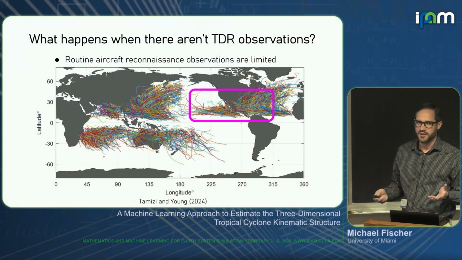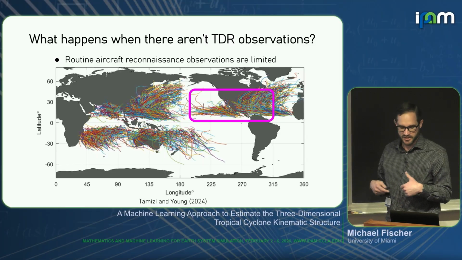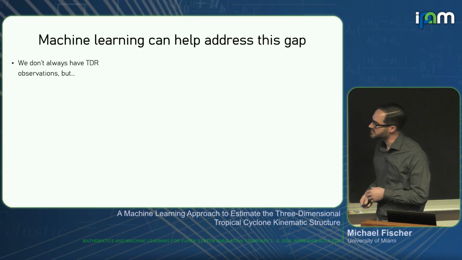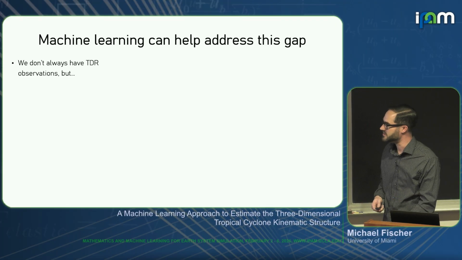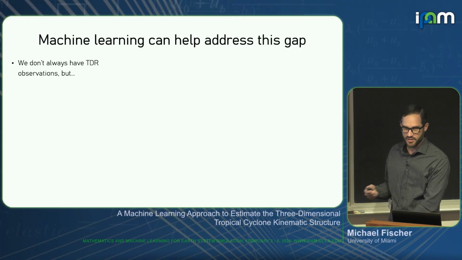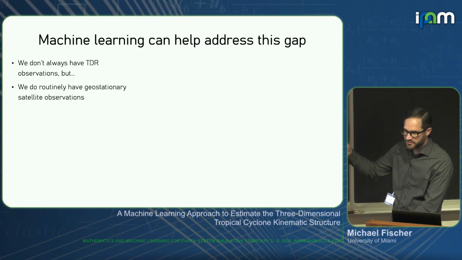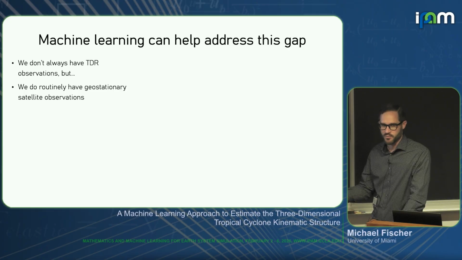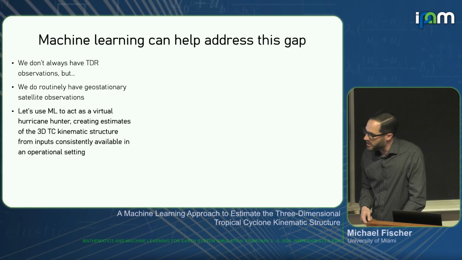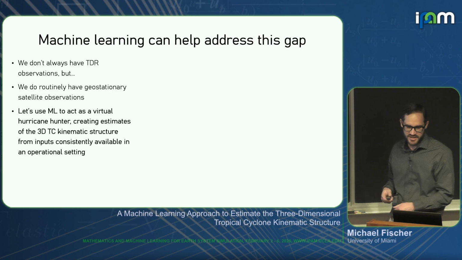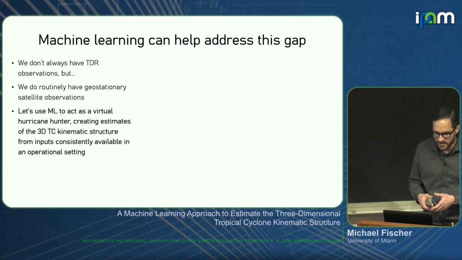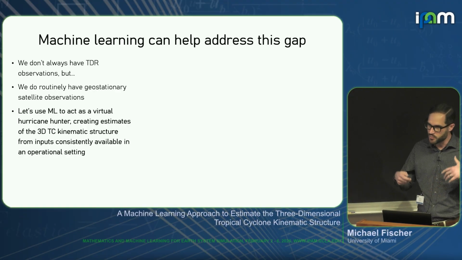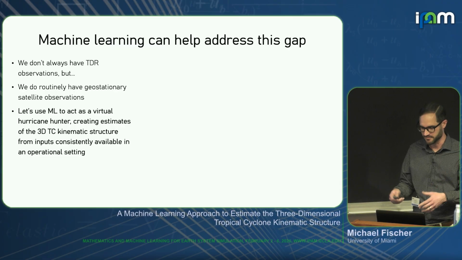So is there a way, right, we see that these observations are very helpful in allowing us to diagnose intensity change, rapid intensification, but is there a way we can maybe fill in these data gaps? And so what I'm proposing to do, what I've started to do, is use machine learning to create synthetic tail Doppler radar analyses. So we don't always have TDR observations, but we do always have geostationary satellite observations, namely infrared brightness temperatures. And so here I'm going to be using machine learning to act as essentially a virtual hurricane hunter, creating estimates of three-dimensional kinematic structure using these inputs and inputs that are consistently available in a real-time setting.